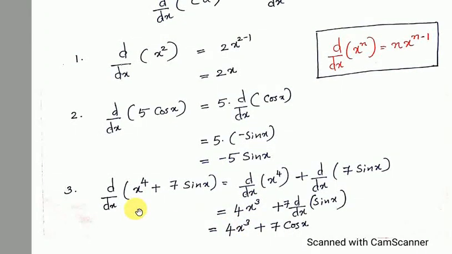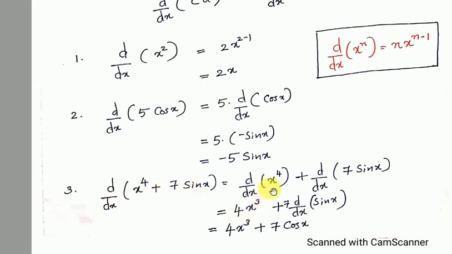Next, third question, d by dx of x raised to 4 plus 7 sin x. It is given in the form that one term is x raised to 4. What is another term? 7 sin x. In between, one sign, that is plus sign, is there. So one term plus another term. So it is the form of a sum rule form. So we can find its derivative, means we have to find the derivative of x raised to 4 plus derivative of sin x.